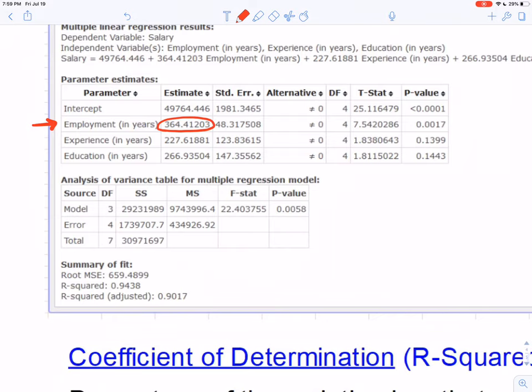If everything else stays constant, but the years of experience increases by about 227.6, then let me rephrase that. If the number of years of experience increases by 1 year, then I can expect the salary to increase by about $227.62.